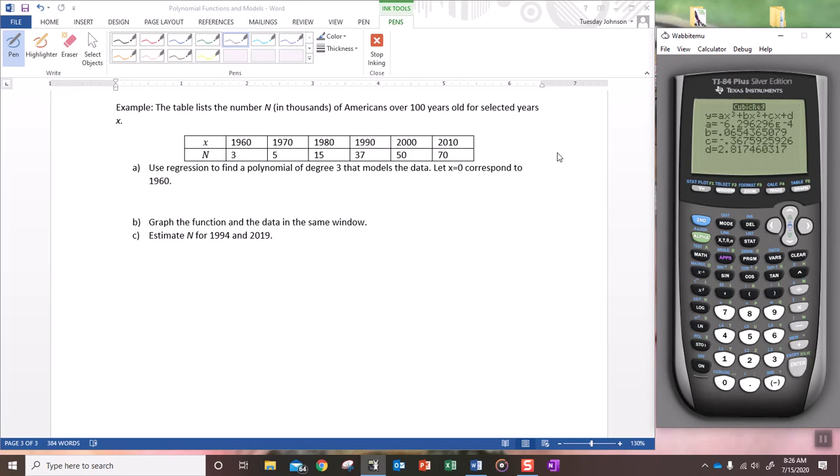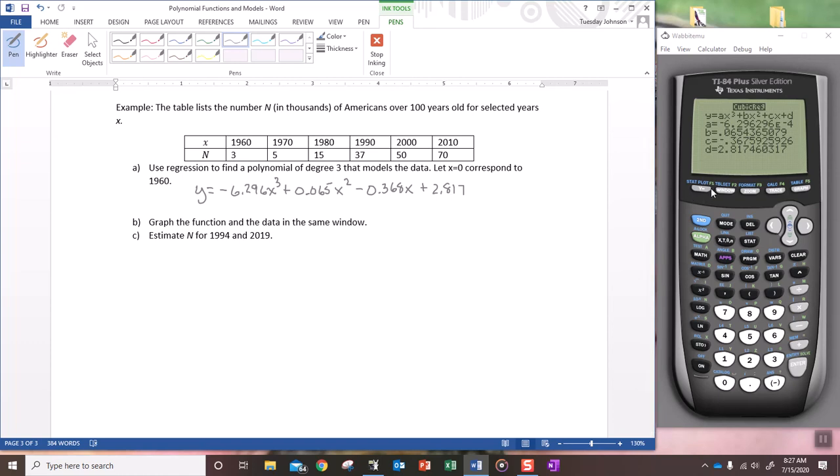And so here we have a polynomial of degree 3. And it looks like this will be y equals negative 6.296 x cubed plus 0.065 x squared minus 0.368 x, and my constant term is 2.817. I rounded to 3 decimal places.